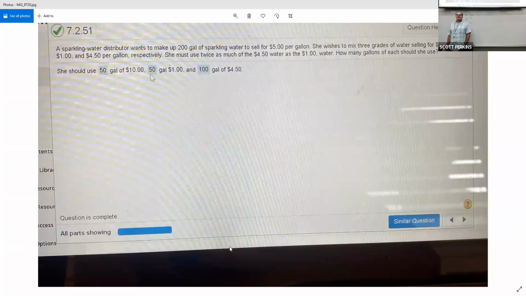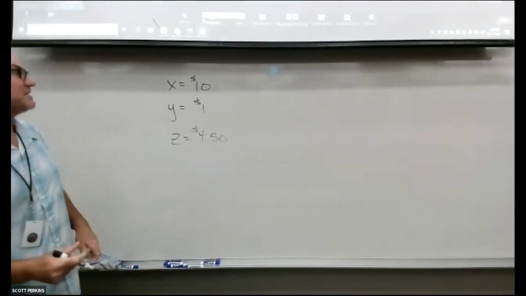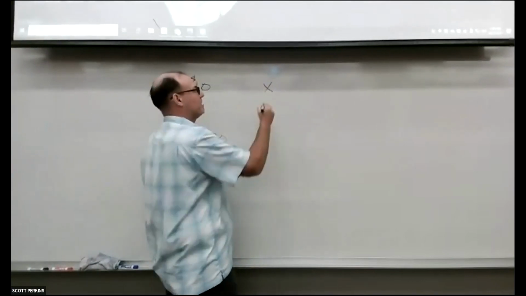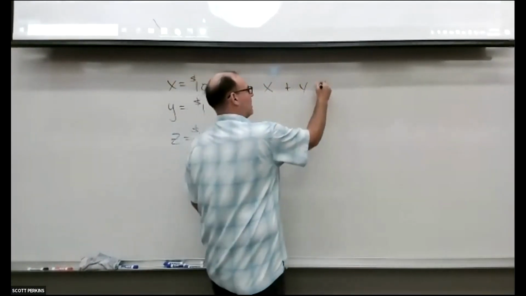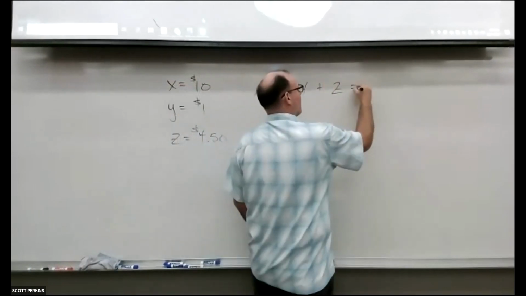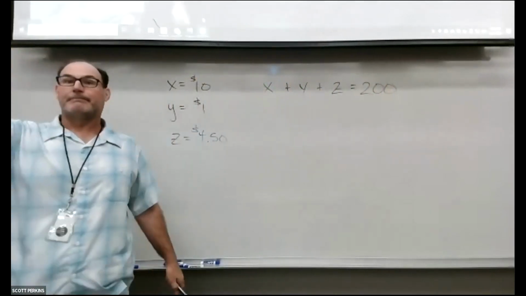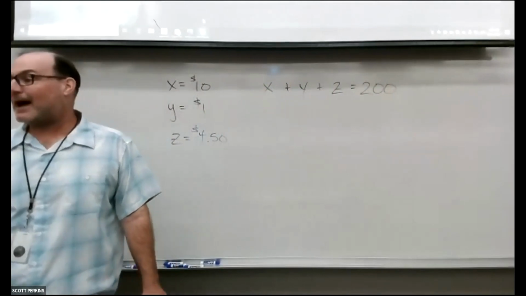So I'm going to read the first sentence, and you're going to help me form an equation. It says we want to make 200 gallons of water. I'm going to stop. So if I want to have 200 gallons all together, what am I going to do with my variables? Perfect. I heard several people say my first equation, because I want 200 gallons of water, it's going to be the amount of the $10 plus the amount of the $1 plus the amount of the $4.50 is going to be equal to 200 gallons. You with me so far? This is a hard problem. I'm glad we're doing it. I'm glad it got asked.